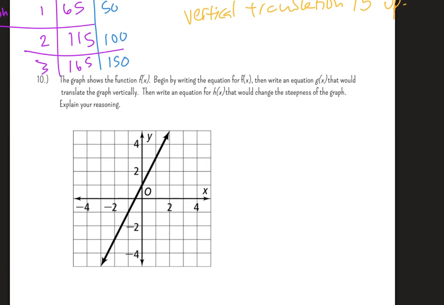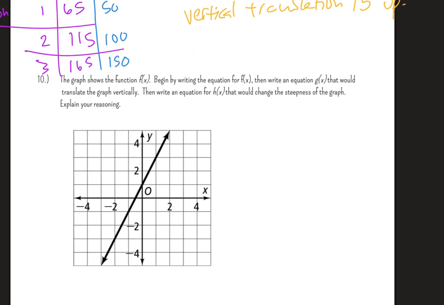The graph shows the function f of x. Begin by writing the equation for f of x. You got it. So we have a y-intercept of 1. y equals mx plus b. We have y equals something x plus 1. Let's find our slope. Looks like it's up 2 over 1. Yep, down 2 over 1, so that works for me. We have a slope of 2.